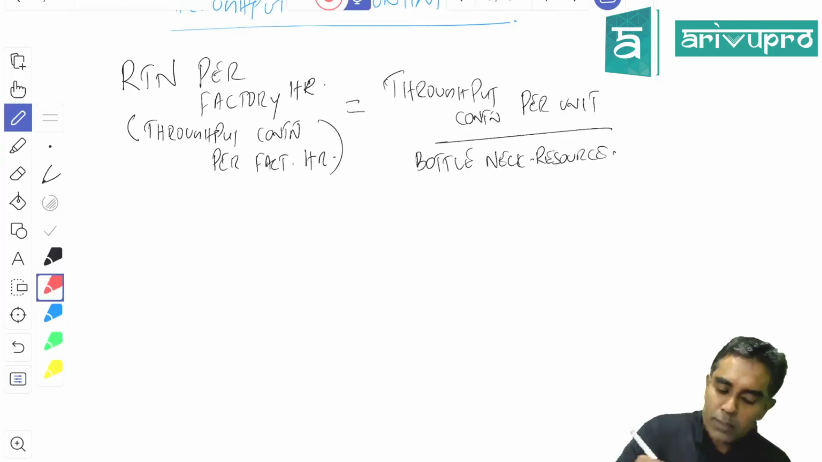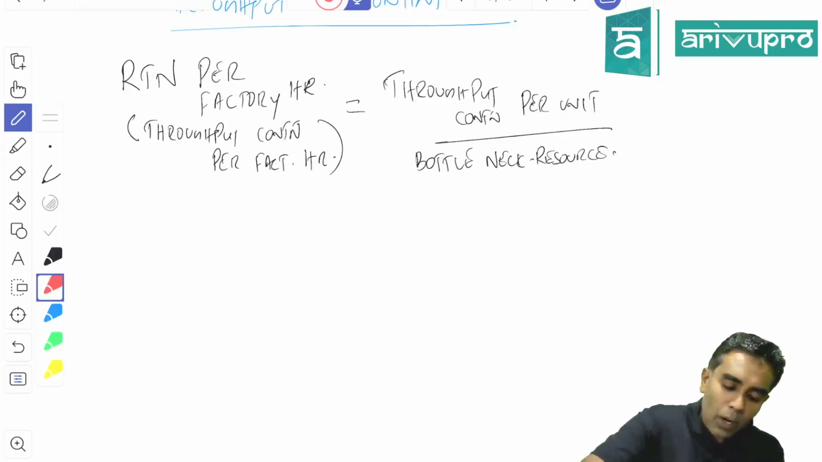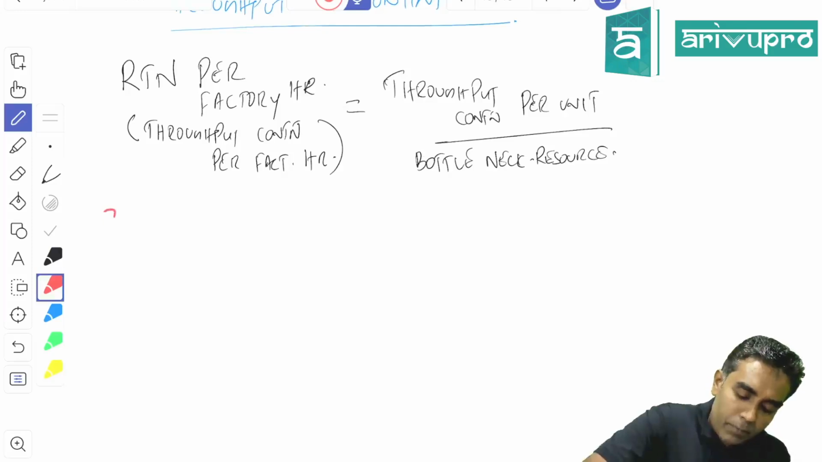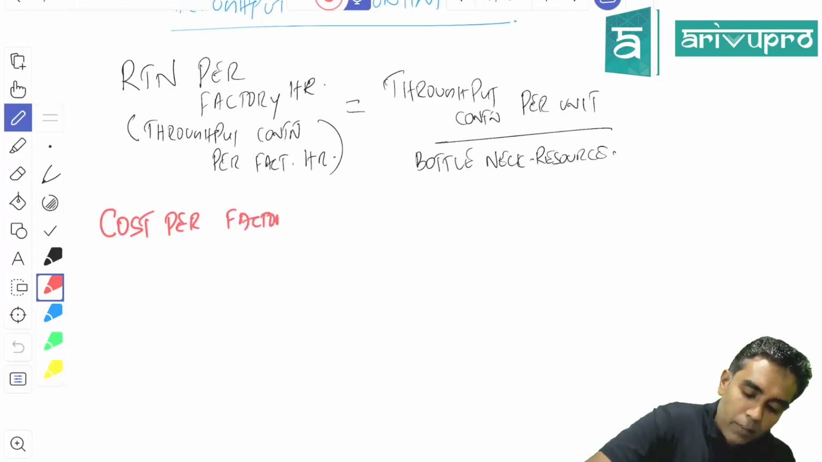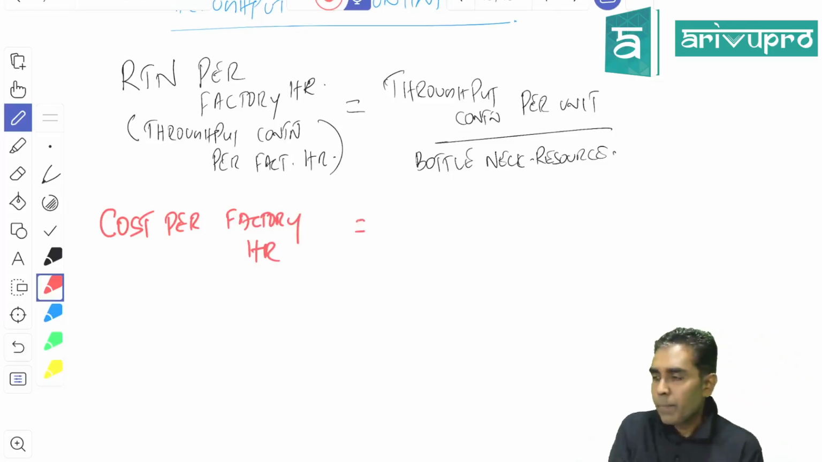Second ratio, cost per factory hour. Cost per factory hour.